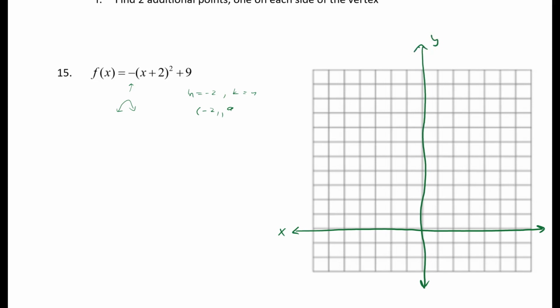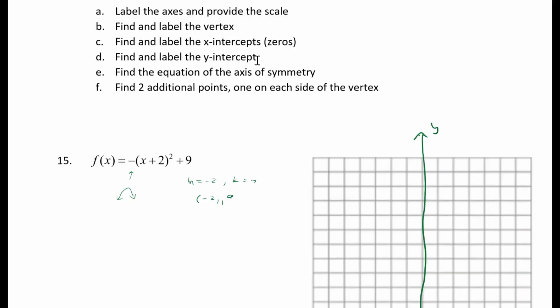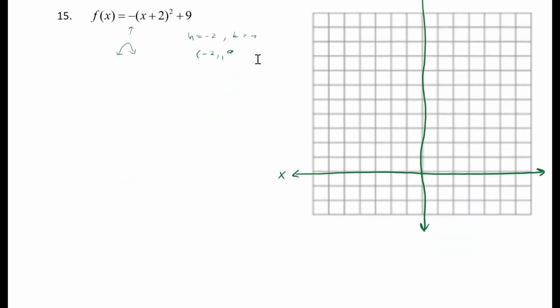Okay. So we've labeled our axes, and we're going to first find and label the vertex. Well, this is in vertex form, so that's easy for us to do. The vertex is going to be -2, 9. So 1, 2, 3, 4, 5, 6, 7, 8, 9. Right there is the vertex. We know it's a frowny parabola, so it's going to go down from there.